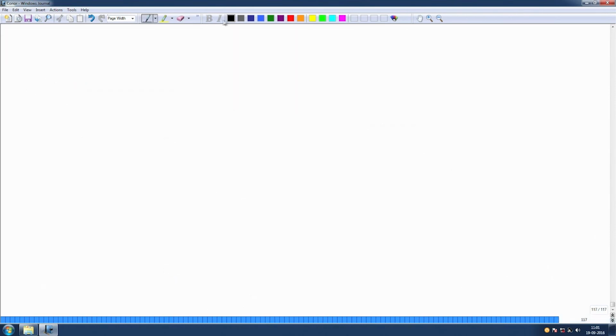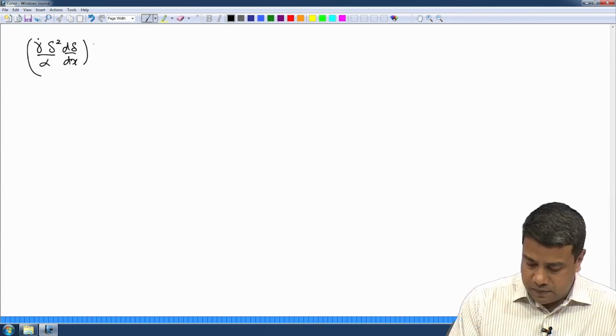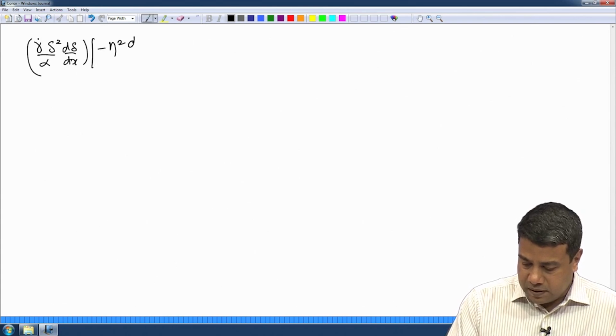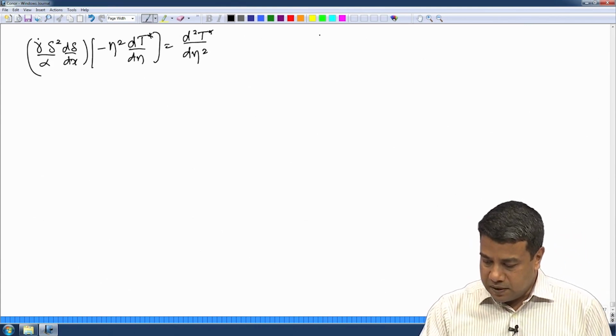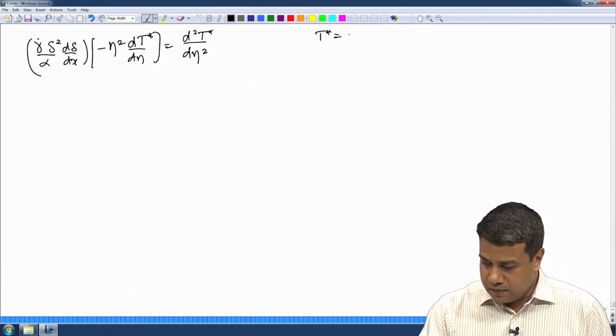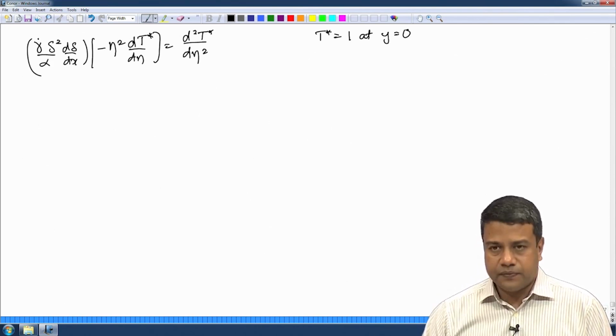So, let me just collect all the terms here. The original equation that I had to solve, when expressed in terms of the similarity solution, was of the form (gamma dot delta squared by alpha) d delta by dx into minus eta squared dT star by d eta is equal to d squared T star by d eta squared, with the boundary condition that T star is equal to 1 at y is equal to 0.